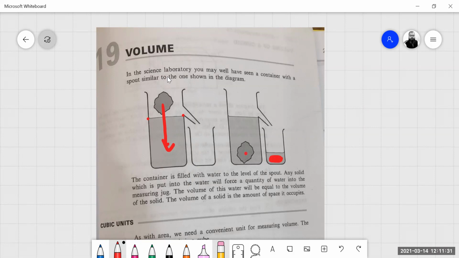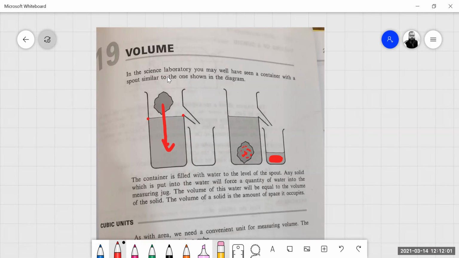This water will go to the other container, equal to the volume of this stone. This is the volume of this stone. The container is filled with water to the level of the spout. Any solid which is put into the water will force a quantity of water into the measuring jug.